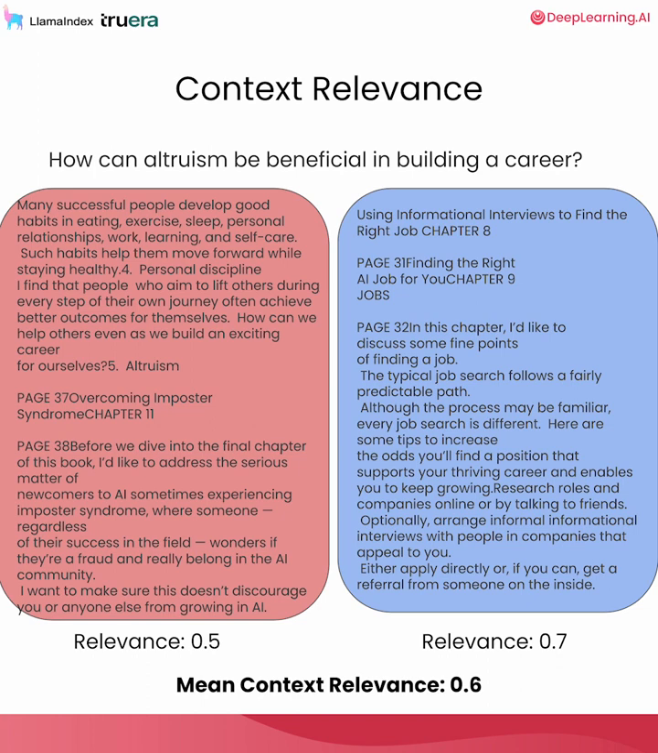And then the mean context relevance score is the average of the relevance scores of each of these retrieved pieces of context. That gets also reported out. Let's now look at the structure of the feedback function for context relevance.